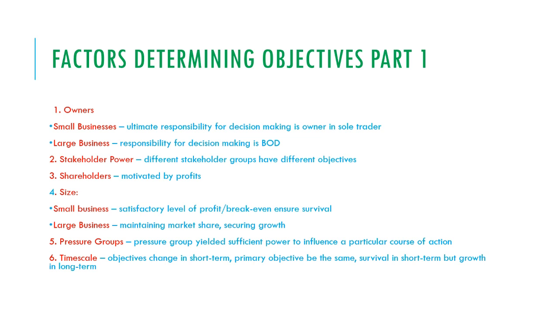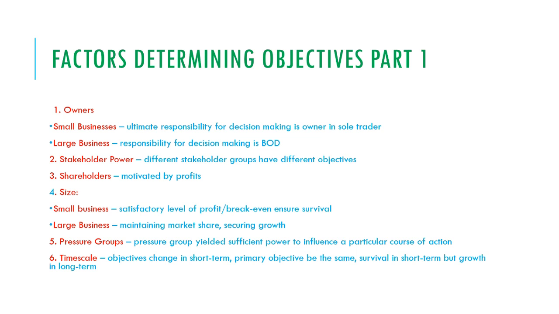The second one is stakeholder power. Different stakeholder groups have different objectives. Then we have the third one, which is shareholders, which can come under ownership. And this is because they're motivated by profits, and so more objectives will be financially aimed. Then the fourth one is size. If you have a small business, then a satisfactory level of profit or break even will ensure survival. That's more of an aim for a small business.